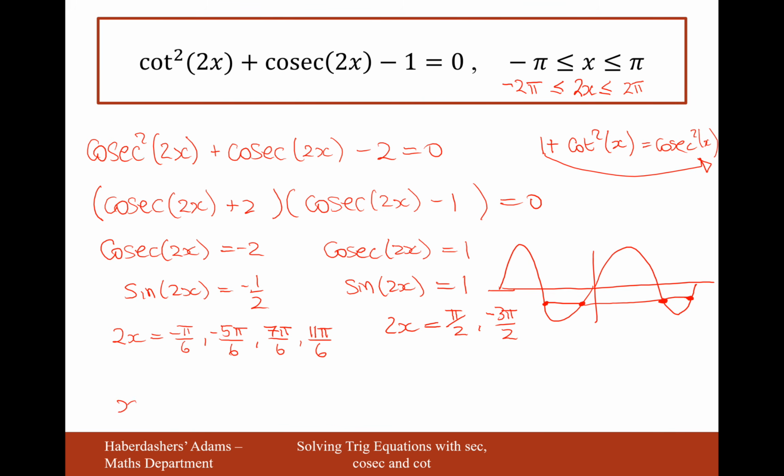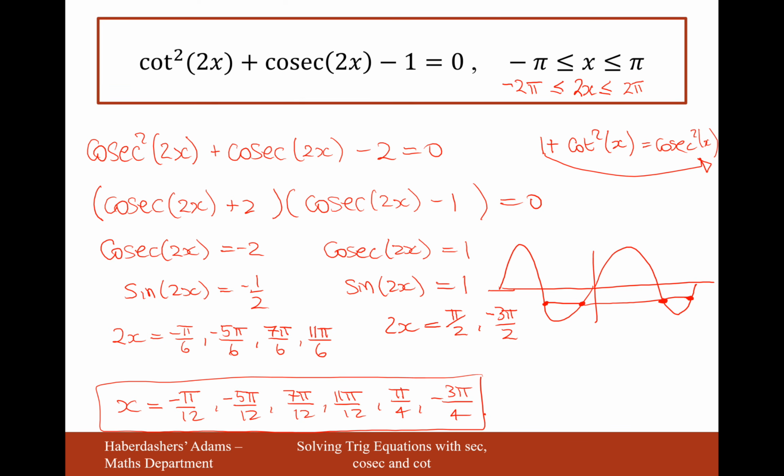The last thing to do will be to half all of these answers, because in this whole question it was all 2x as the angle, and we need to find out what x is. So it'll be minus pi by 12, minus 5 pi by 12, 7 pi by 12, 11 pi by 12, pi by 4, and minus 3 pi by 4. And there we are. These are the 6 answers to solving this question.